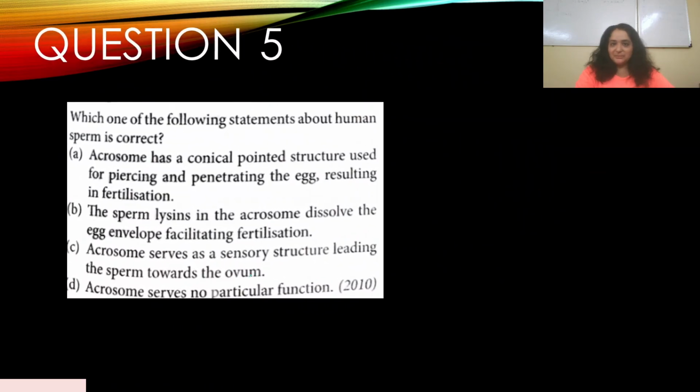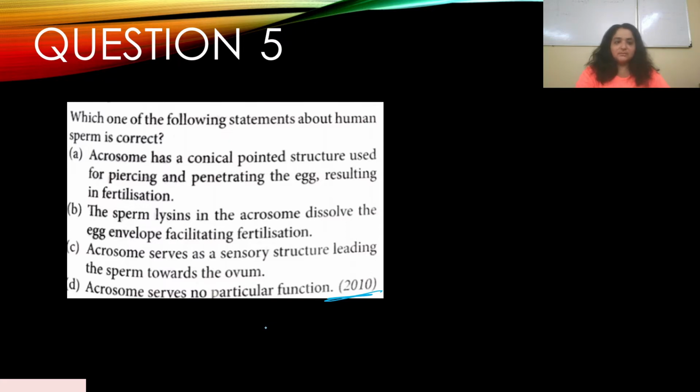Okay, so question number 5. Which one of the following statements about human sperm is correct? This appeared in 2010. A. Acrosome has a conical pointed structure used for piercing and penetrating the egg, resulting in fertilization.